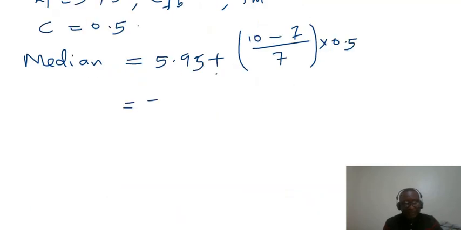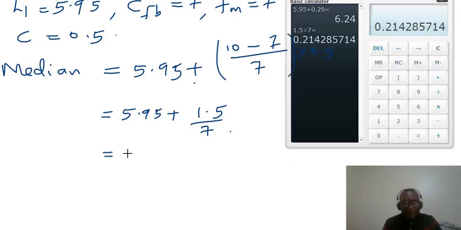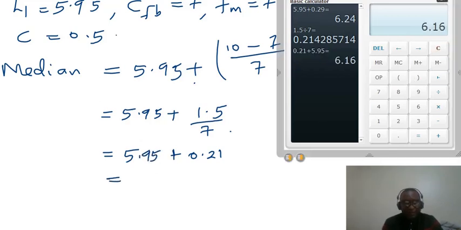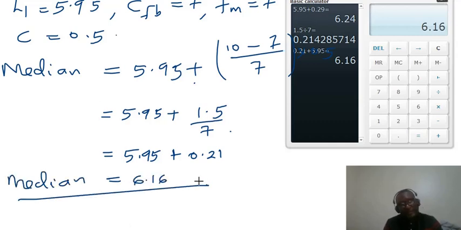This is going to be 5.95 plus 10 minus 7, we get 3 times 0.5, this is 1.5 all over 7. So we're going to bring our calculator here and we compute for this. So first we have 1.5 divided by 7, we're getting 0.21 to 2 decimal places here, and this is 5.95. So when we add this here, the median is 6.16, and that is our value to 2 decimal places.